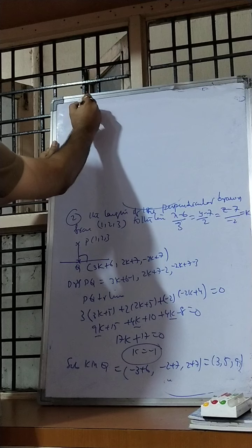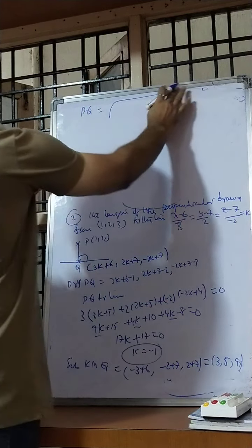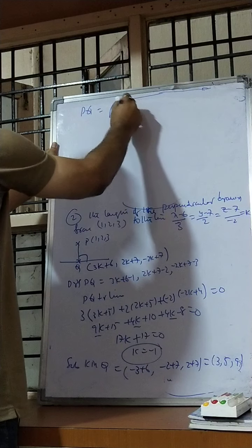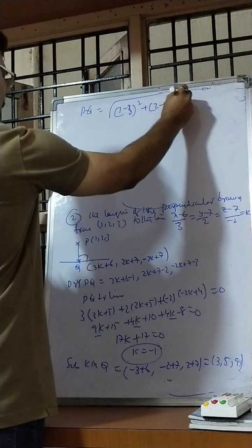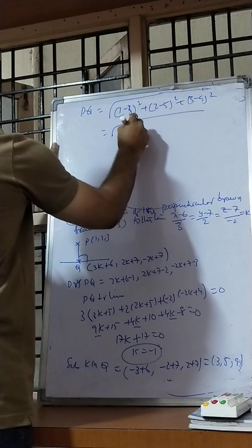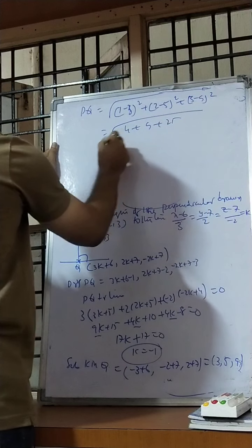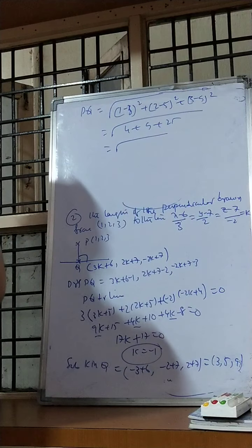Now what he said, the perpendicular distance is PQ. So you can use the distance formula to get the answer. See, (1 minus 3) whole square plus (2 minus 5) whole square and (3 minus 9) whole square. You got it here: 4 plus 9 plus 36, under root. What are you getting here?